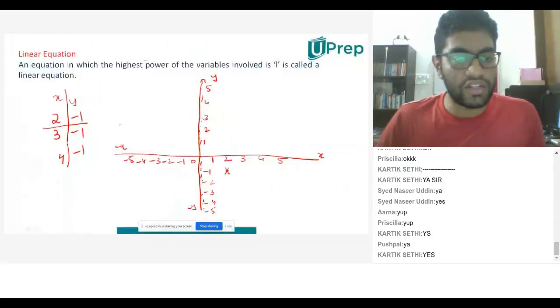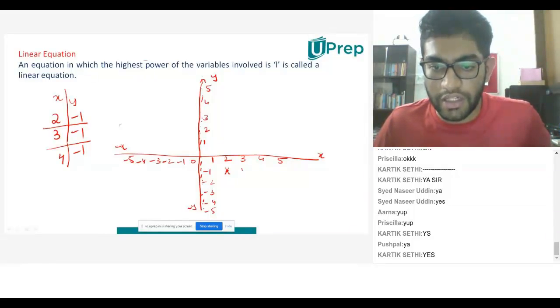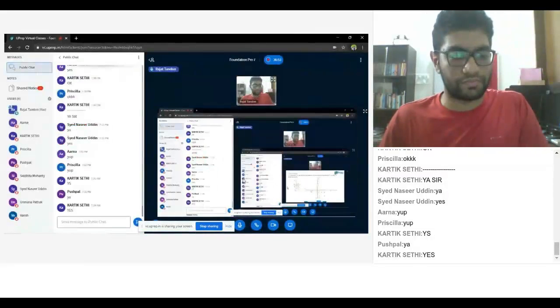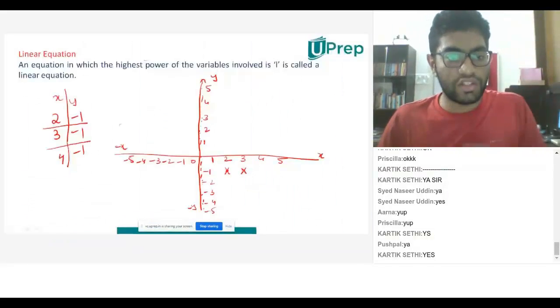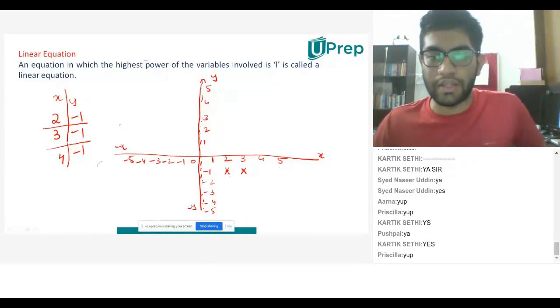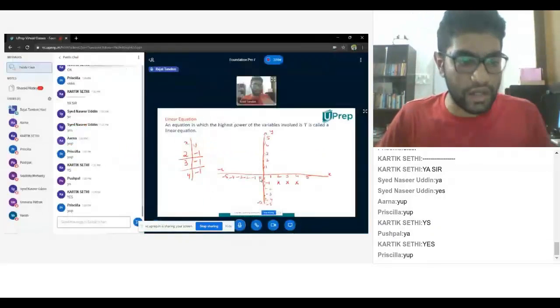What is the next number? 3 and -1. That means x-axis 3 and y-axis -1. That means the point is over here. That is also right. What is the third one? It says 4 and -1. That means if x is 4, y is -1. Am I still right?